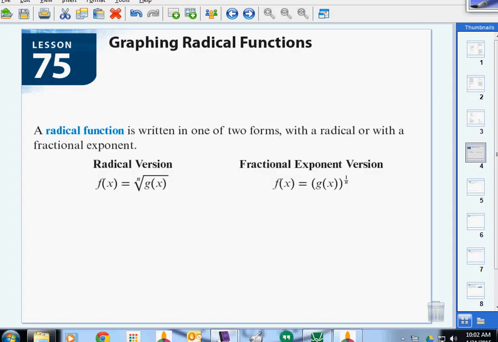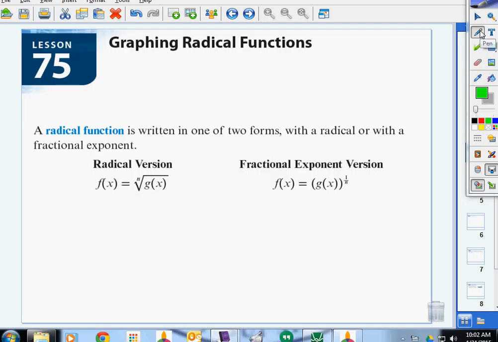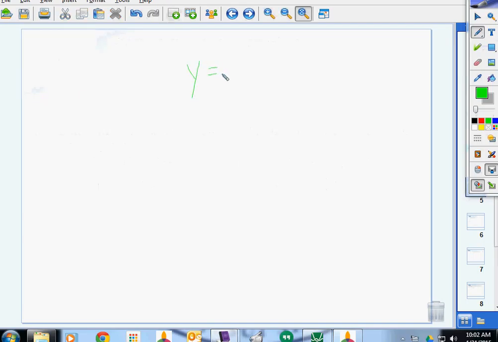Okay, so lesson 75 is about graphing radical functions. Before we start anything else, what you should know is that a typical radical function, I should just say the parent function, because I think you're used to that terminology, right? The parent function y equals the square root of x looks like this. Put that into your notes, because that's kind of the template for all other radical functions.